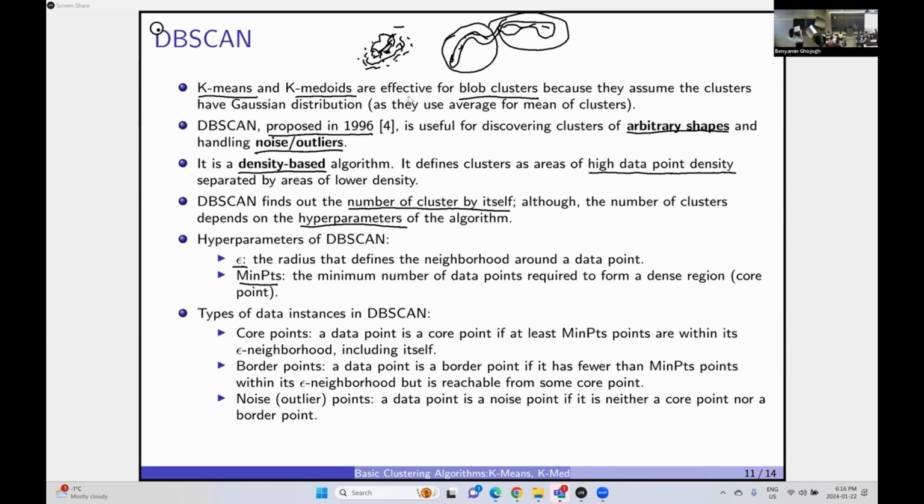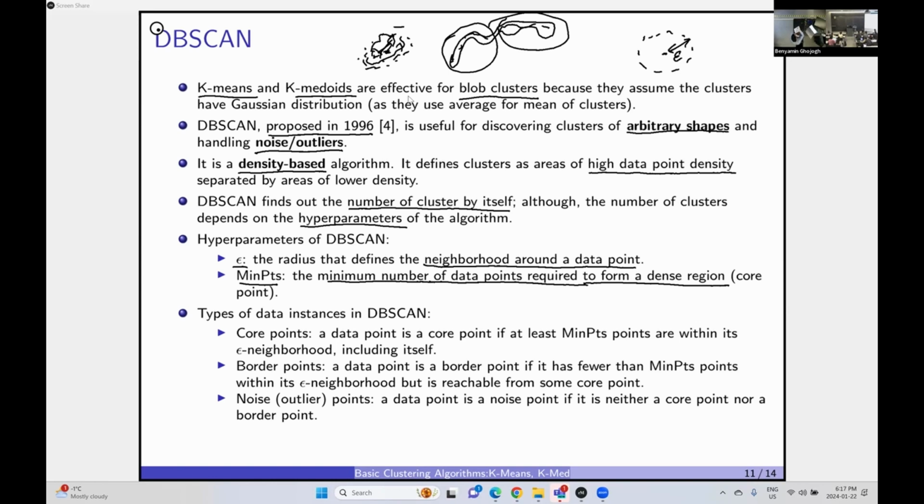Epsilon is the radius that defines a neighborhood around a data point. And min points is the minimum number of data points required to form a dense region. So for every data point, I assume it has some neighborhood, some hypersphere around it with radius epsilon. If we're finding our distances as a radius around a point, why is it better at snakes than the others? We'll see.